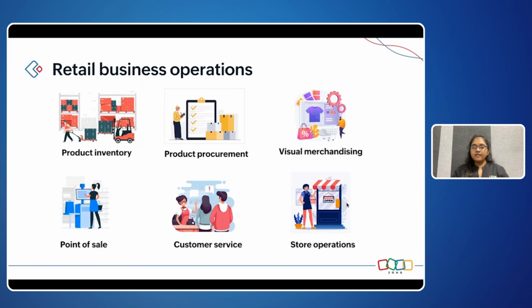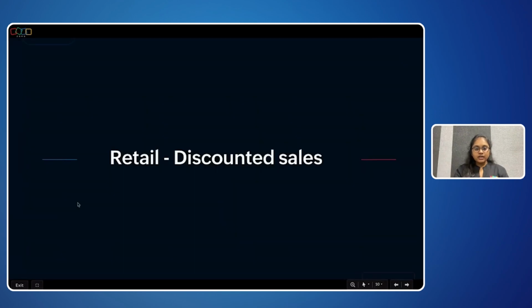Why I'm pointing out these operations is that these are the basic business operations involved in this retail business. For today's session, we are going to take an operation named point of sale and see how it can be automated with the help of Creator as a solution. So we will be talking about retail's discounted sale. What are the basic steps involved in this discounted sale?